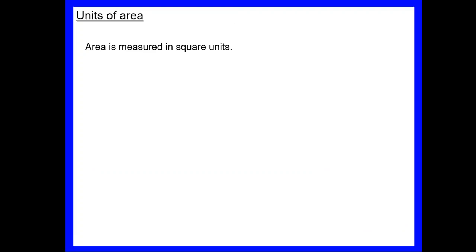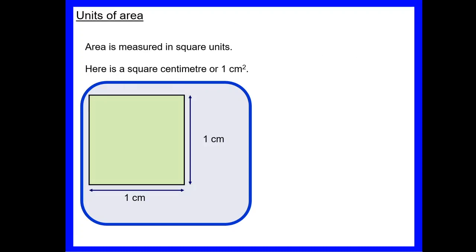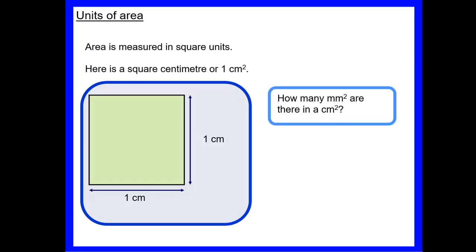Okay, so our units of area then. So we know area is measured in square units. So here we've got a square that's 1 centimetre long by 1 centimetre wide, and it has an area of 1 centimetre squared. So if we want to know how many millimetres squared there are in our centimetre squared, well, if I want to find the area of this square, I would do the length times the width. So 1 times 1 is 1 centimetre squared.